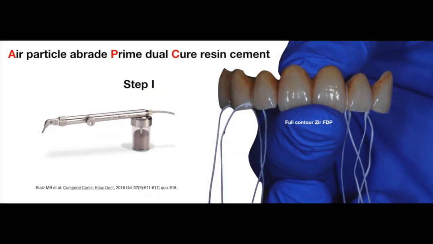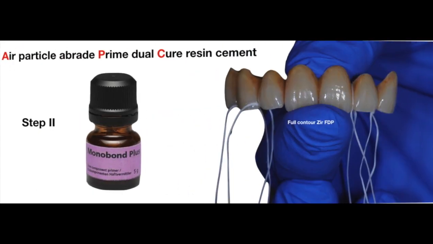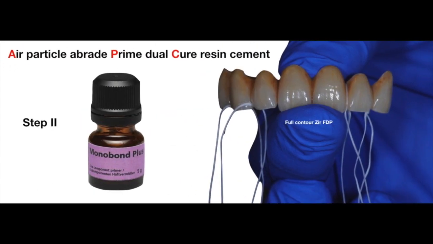In step 1, we microabrade using 30 to 60 micron aluminum oxide particles for 20 seconds with low pressure. This step should be followed by ultrasonic cleaning for 5 minutes. In step 2, we apply a ceramic primer like Monobond Plus to the intaglio surface of the restoration.